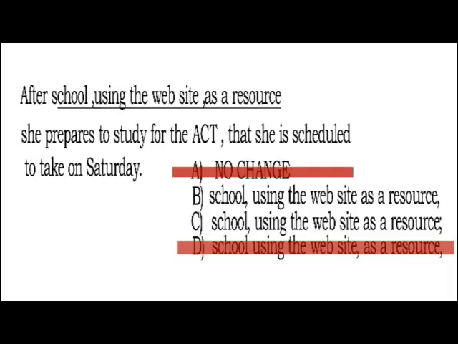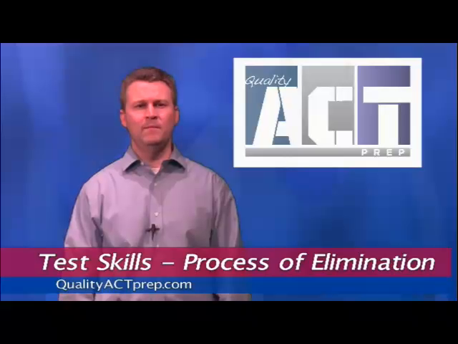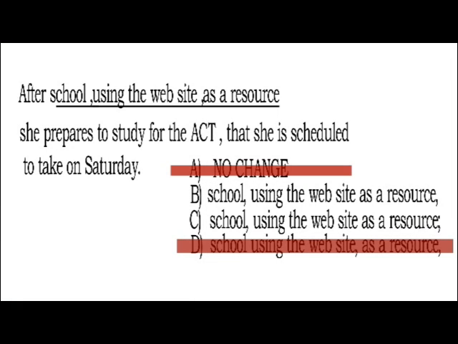You could then apply the same approach to eliminate choice D. Listen to how this sounds. After school using the website as a resource, she prepares to study. Now, you are down to 2 choices, B and C. You can tell by looking at both that the only difference between them is the use of the comma at the end of choice B and the semicolon in choice C. Here, you can now apply your knowledge of when to use semicolons and conclude that it doesn't belong in this sentence. Doing so would leave you with only one choice, choice B. Fortunately for you, that is the best answer.